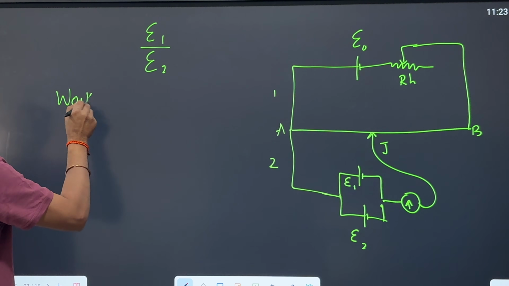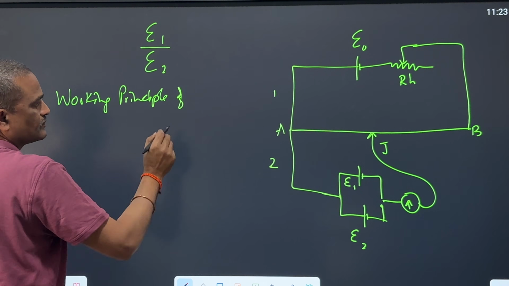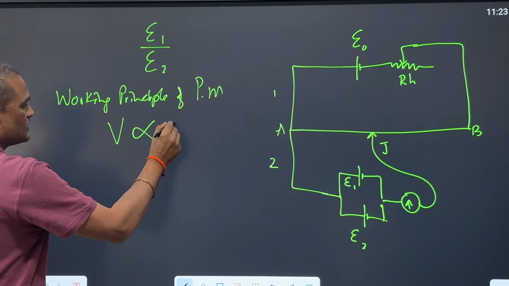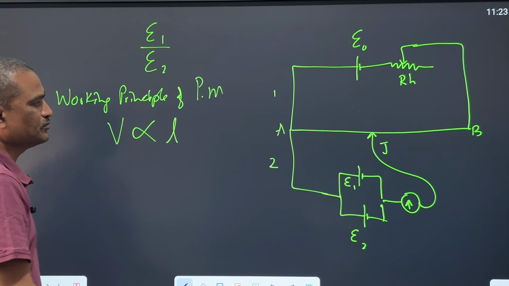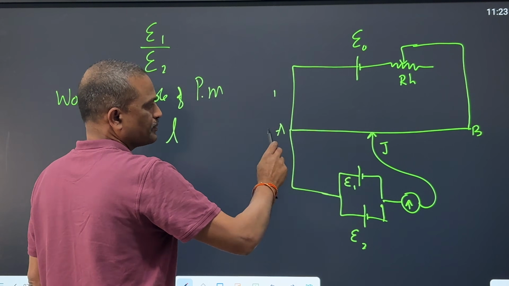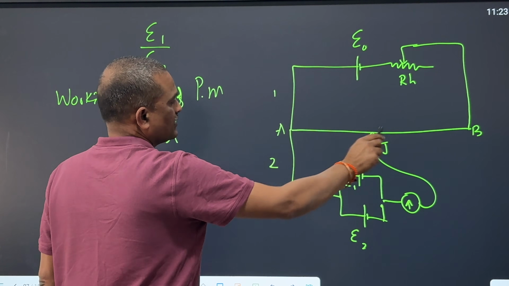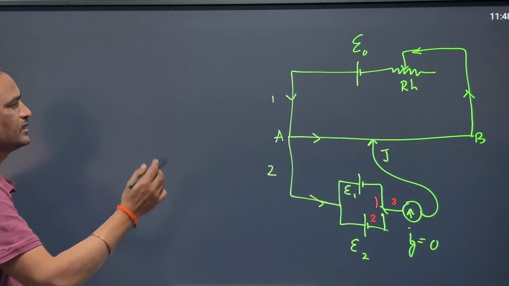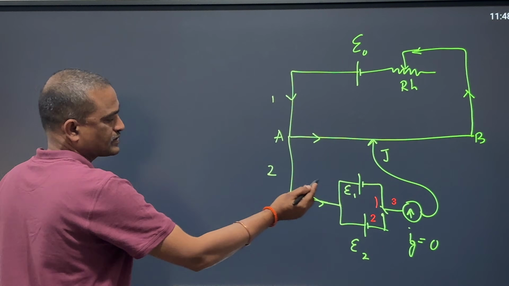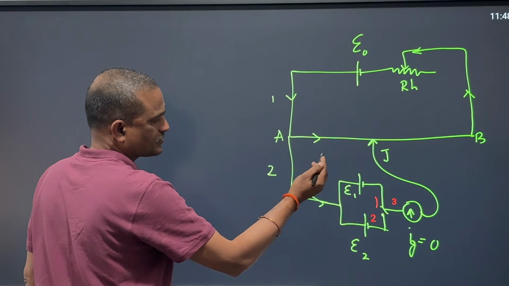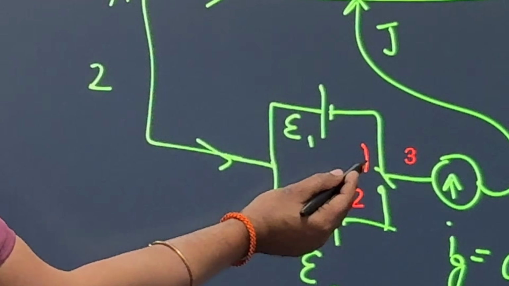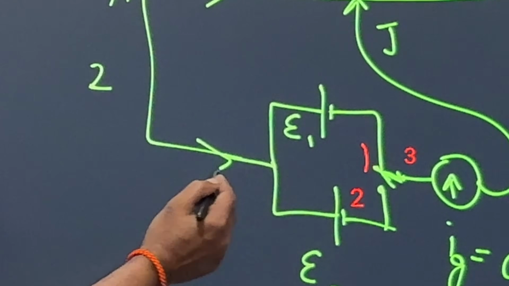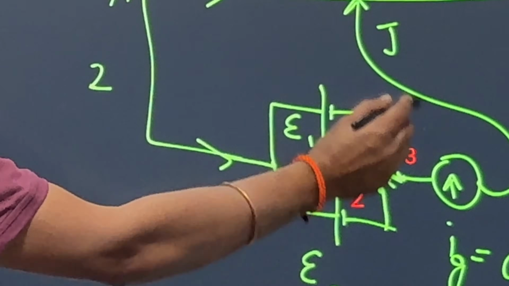So, working principle of potentiometer: the potential drop is directly proportional to the length of the wire. So, when I move the jockey from A to B, the potential drop across the manganese or constantan wire changes. In order to compare the EMFs of two cells, let us connect the first cell. In order to connect the first cell to the secondary circuit, I connect the two-way keys such that keys 1 and 3 are connected. So, in this way, only E1 is connected to the secondary circuit.